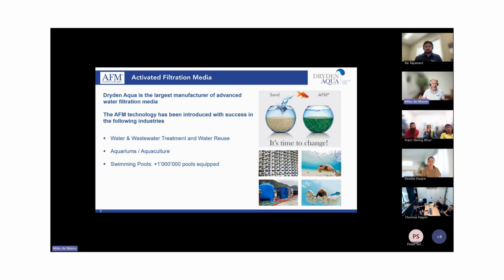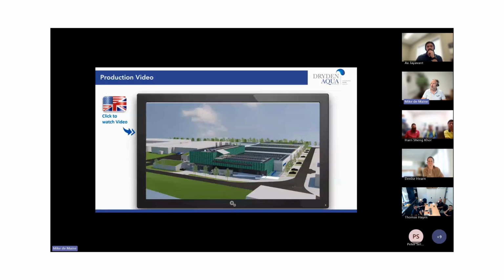We are in all aspects of water treatment, not only aquariums and aquaculture. We are in drinking water, desalination, wastewater treatment for big industrial plants, and many, many swimming pools around the world as well. We really are the sustainable choice.